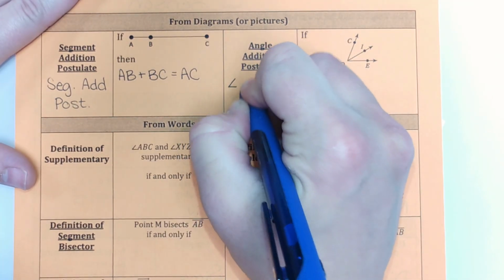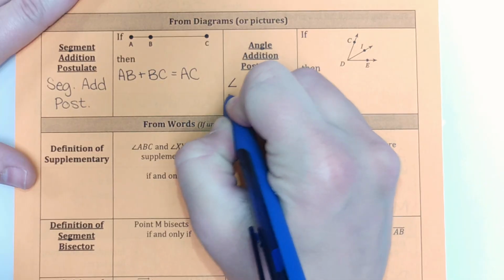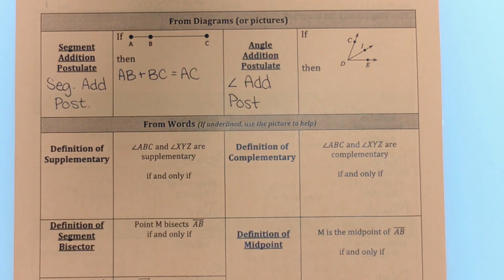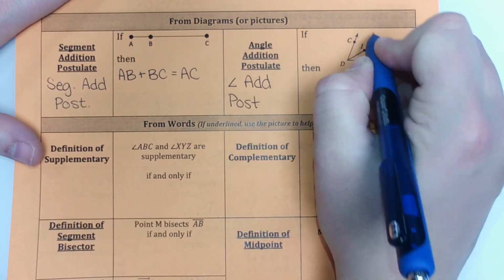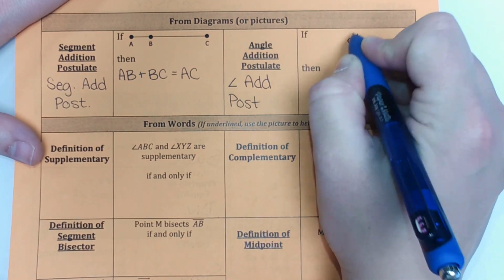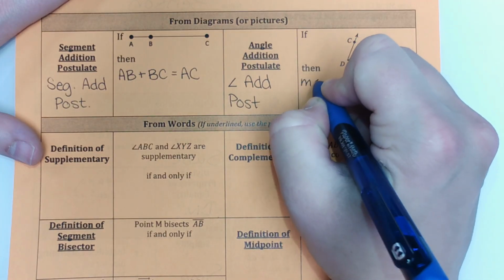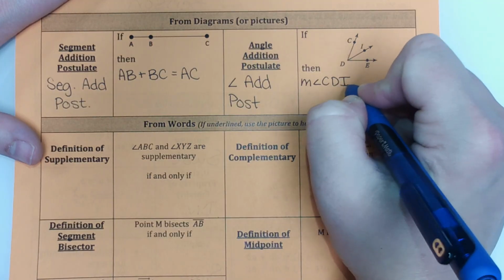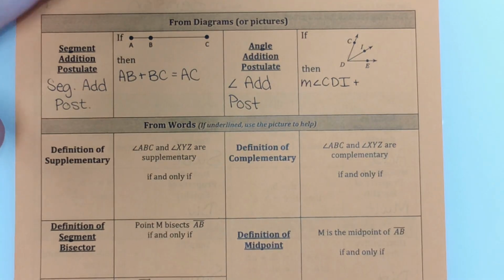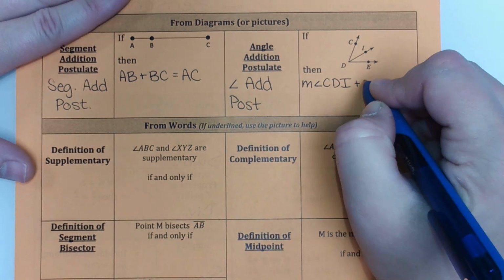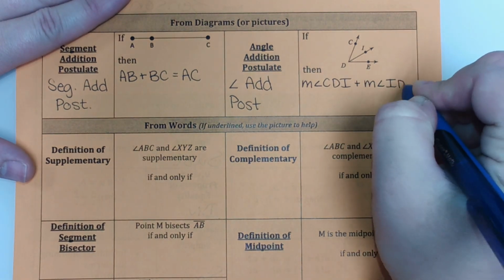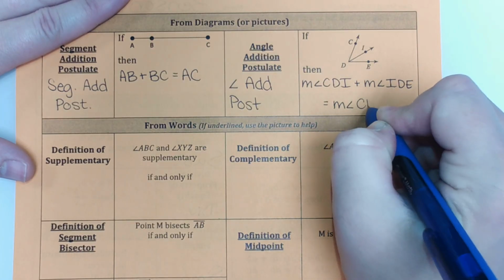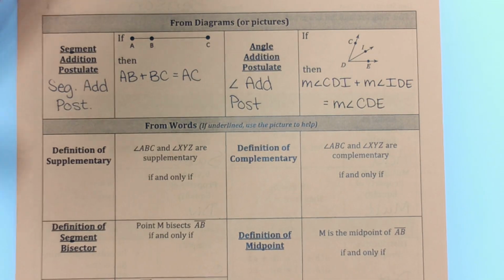We also had angle addition postulate back in chapter 1. Similar in idea, you can add up two small angles to make a big one. So if I have a picture that looks like this, I can say that the measure of angle, the small one on top I start with, you can start with either small one, so measure of angle CDI, I can add the measure of the other small angle, IDE, to get the big angle, the measure of angle CDE.